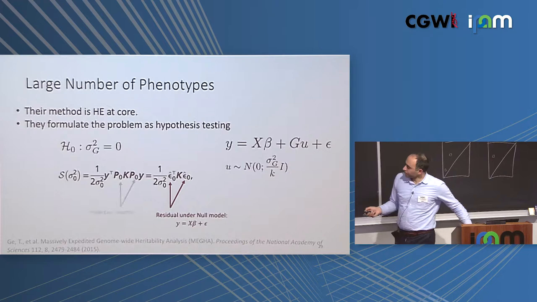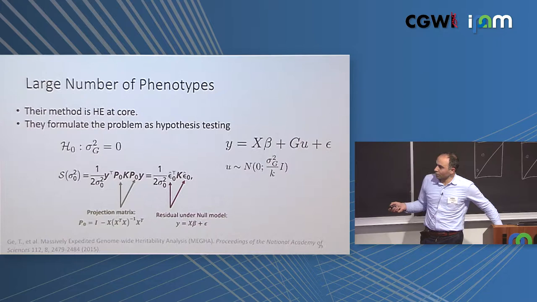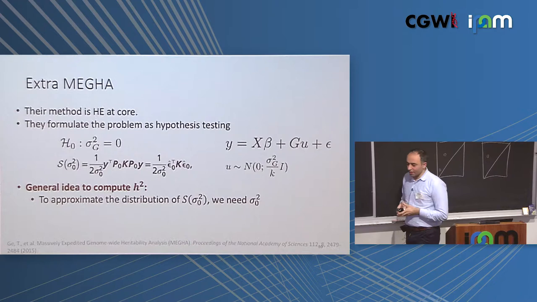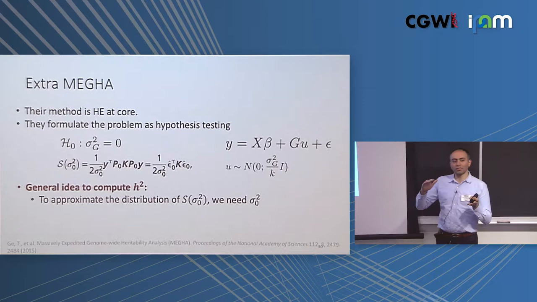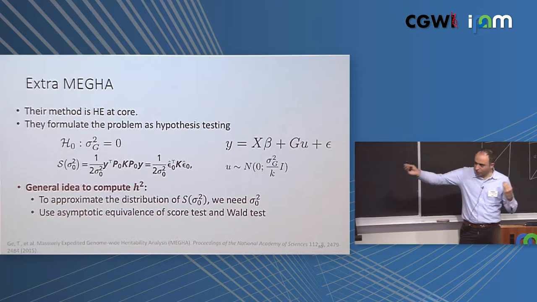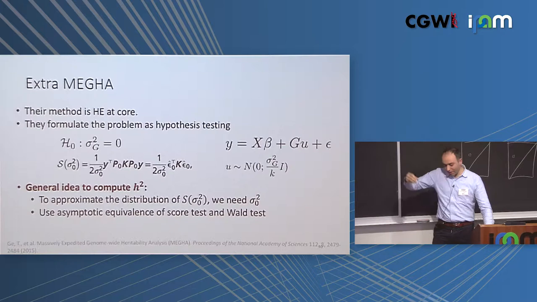So how does that work? You don't have the sigma zero, which is the effect of the unmeasured environmental effect. The general idea is that you can prove, with some approximation, that the standard deviation of the heritability is only a function of the sample size. Then you can use the idea that the Wald test and the score test are asymptotically similar, and massage the data, get the p-value of that null hypothesis, revert it to a t-test, and get the heritability back.